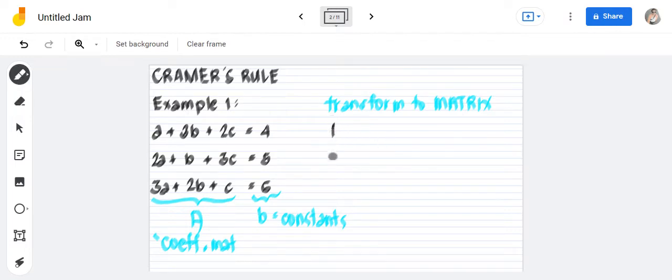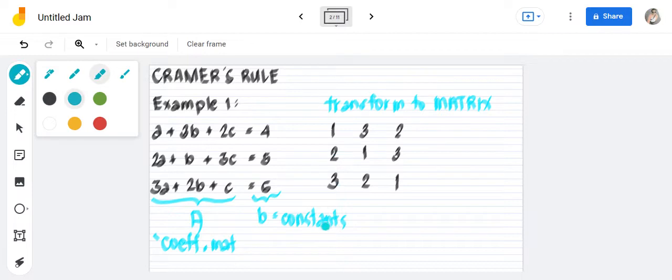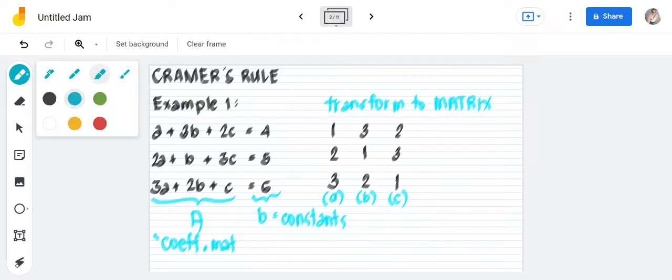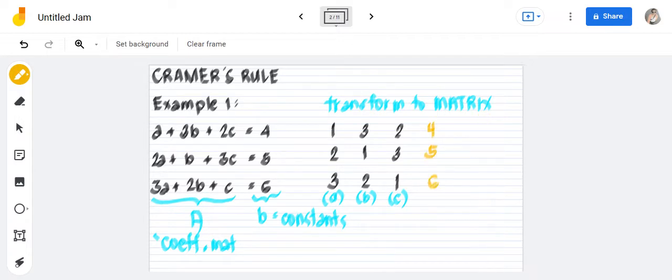1, 2, 3, 3, 1, 2, 2, 3, 1, wherein each column would represent our unknowns. For the first column we have a, the second column b, and the third column c. Then we also have your constants: 4, 5, and 6.